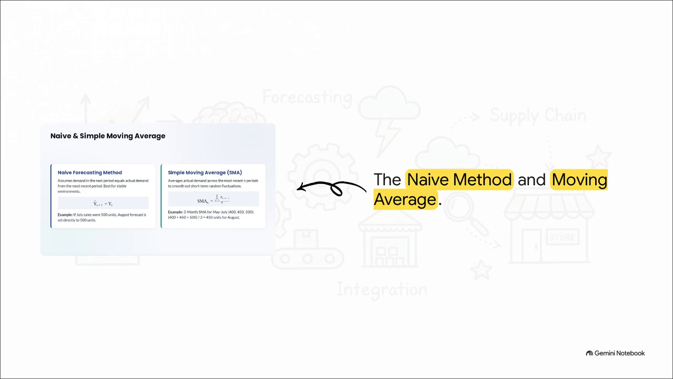Next is the simple moving average, or SMA. This one averages actual demand across the most recent periods just to smooth out any of those short-term random fluctuations. So say you sold 400 in May, 450 in June, and 500 in July. You just average those three together to get a nice, smooth 450-unit forecast for August.